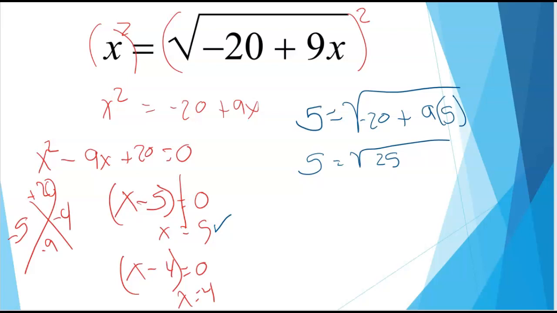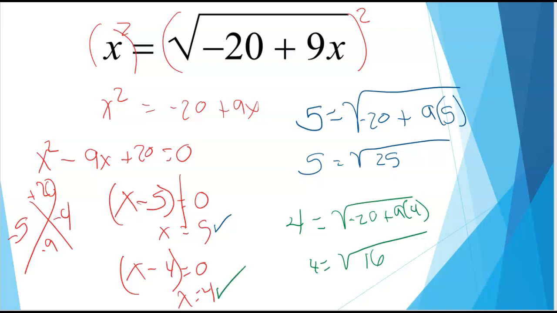Okay, let's try 4. Should we change colors again? 4 equals the square root of negative 20 plus 9 times 4. Let's see, 9 times 4, 36. Negative 20 plus 36 is 16. Does 4 equal the square root of 16? Yes. The solutions are 5 and 4. That was a little clearer than the last one, isn't it?